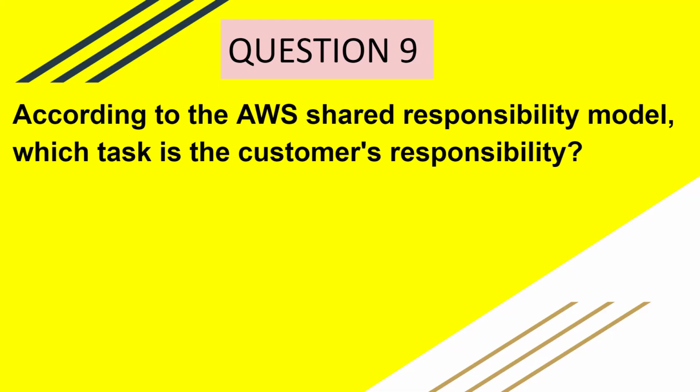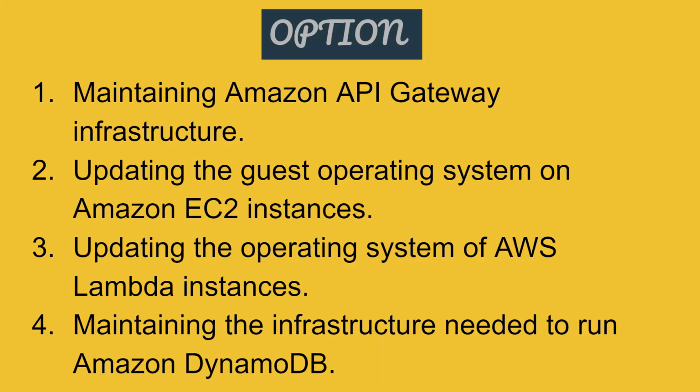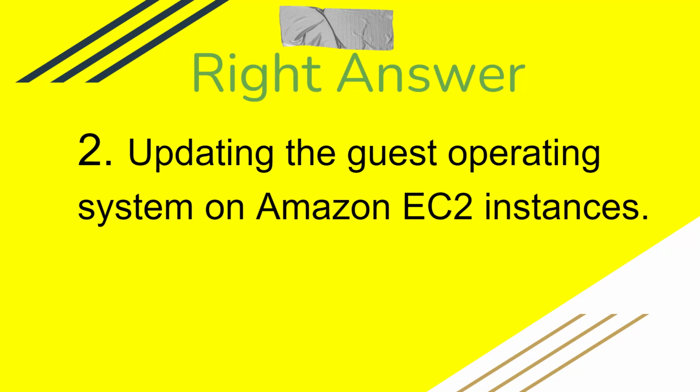Question 9. According to the AWS Shared Responsibility Model, which task is the customer's responsibility? Option 1. Maintaining Amazon API Gateway infrastructure. 2. Updating the guest operating system on Amazon EC2 instances. 3. Updating the operating system of AWS Lambda instances. 4. Maintaining the infrastructure needed to run Amazon DynamoDB. Right answer is 2. Updating the guest operating system on Amazon EC2 instances.